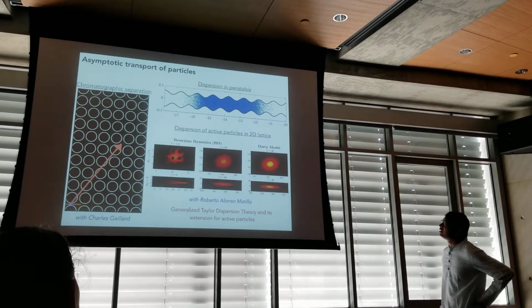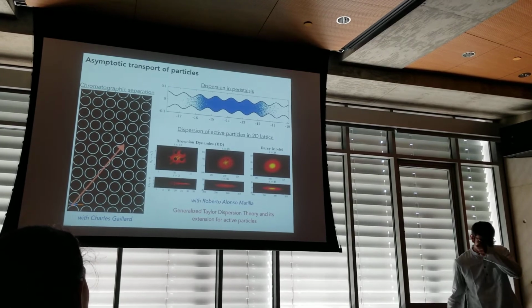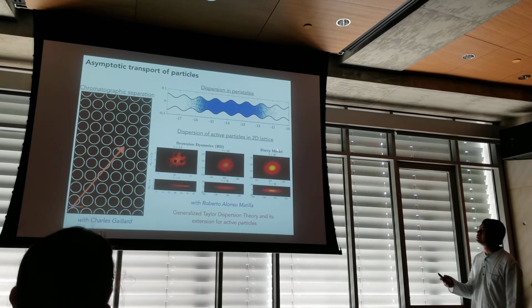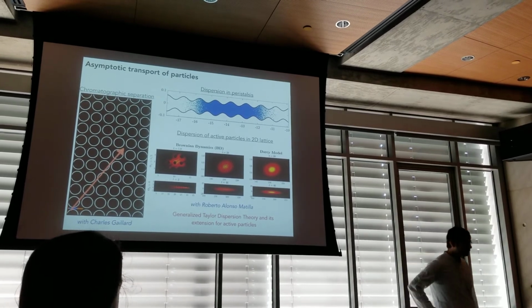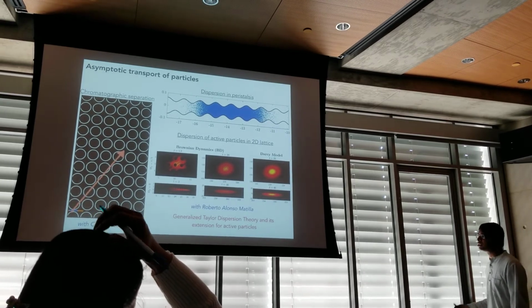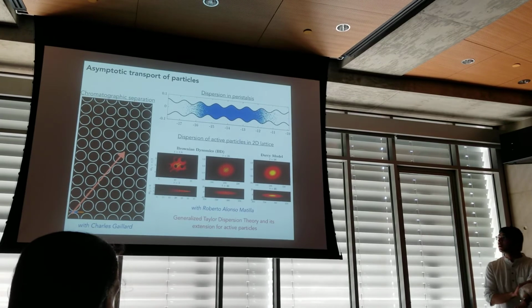Okay, so there are a couple of other problems. These are not related to the story that I've been telling you so far. This is understanding transport of active and passive particles, and I particularly used what's known as generalized Taylor dispersion theory to do these problems. It's a theory developed by Howard Brenner.